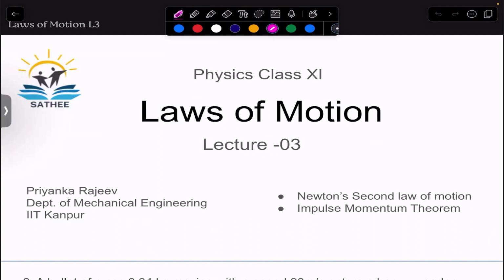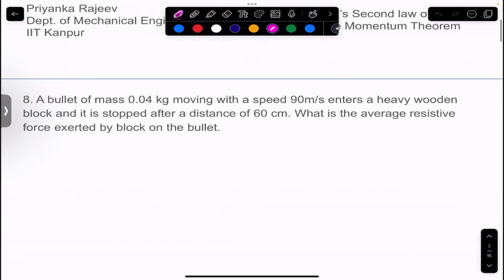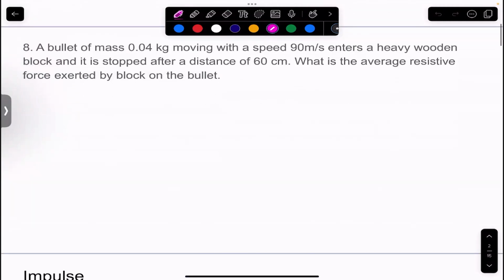This is Lecture 3 of Laws of Motion. So today we will be talking about Newton's Second Law of Motion. Continuation, we will be discussing some questions from the previous lecture. And we will be discussing impulse momentum theorem. So here, this question is also a continuation of Newton's second law of motion.